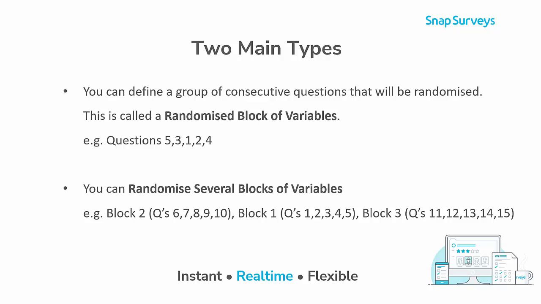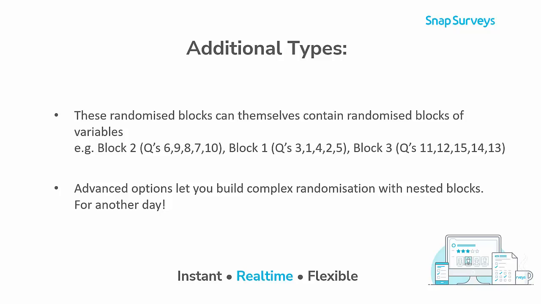You can then take it up a notch by randomising these blocks as mentioned previously, but also randomising the questions within each block. My example this time has block 2, followed by blocks 1 and 3, but as you can see, block 2 starts off with question 6, but it's then followed by question 9 and then question 8.